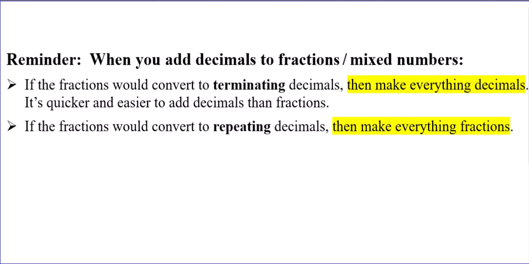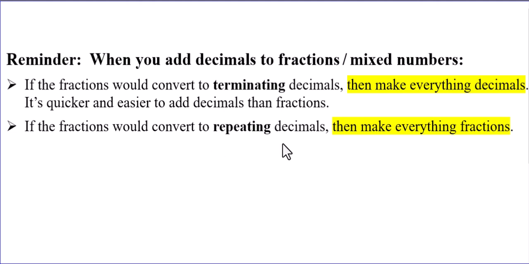All right. Now, a reminder, and I already had this on a previous packet of guided notes, but a reminder: when you add decimals, and this also applies to subtraction, forgive me for not putting that there, when you add or subtract decimals to fractions or mixed numbers, here's the advice you should follow. If the fractions would convert to terminating decimals, then just go ahead and make everything decimals, because it's a lot quicker and easier to add decimals together than it is to add fractions together, because when you add or subtract fractions, you got to have common denominators.